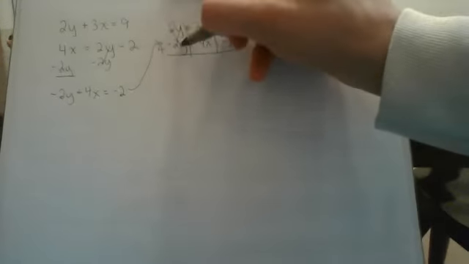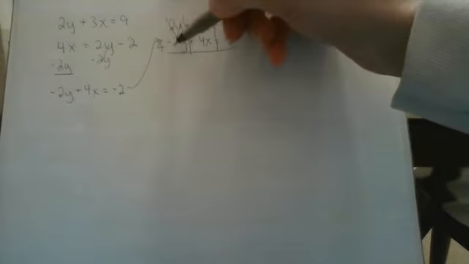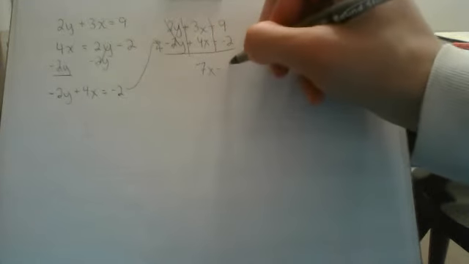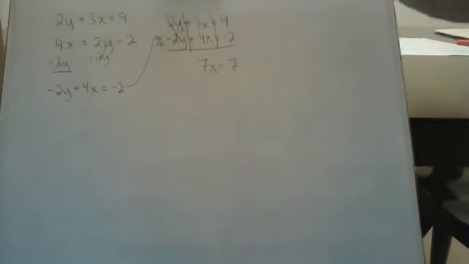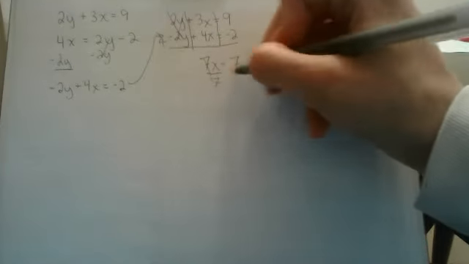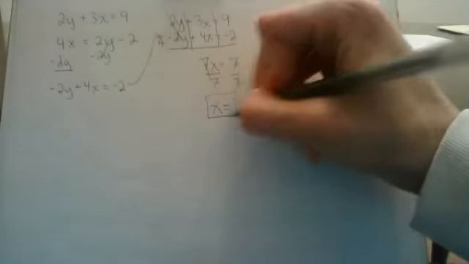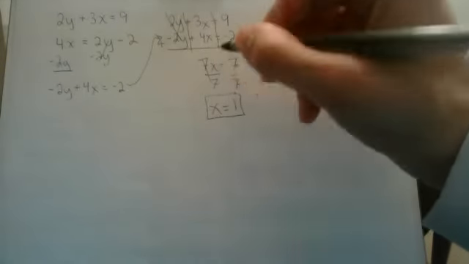The y's will be eliminated because 2 plus negative 2 is 0. Add the x's, and then add the constant. I then continue to solve for x by dividing each side by 7, and I find that x is equal to 1. However, I'm not finished.